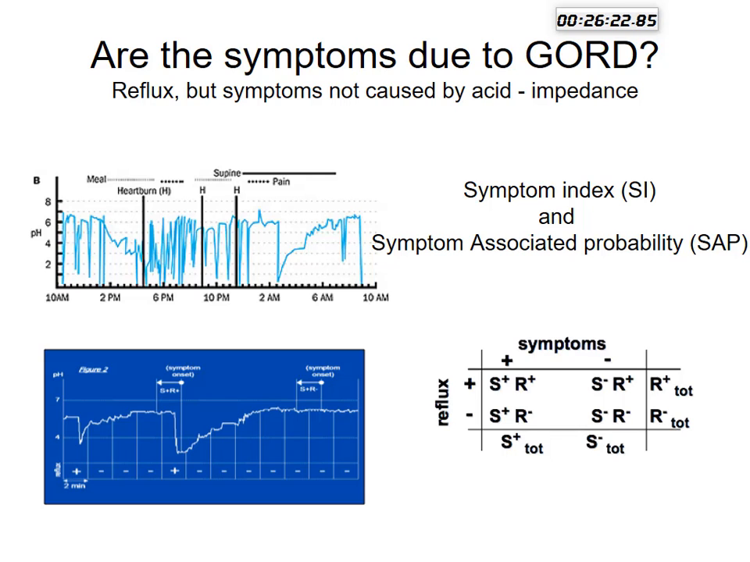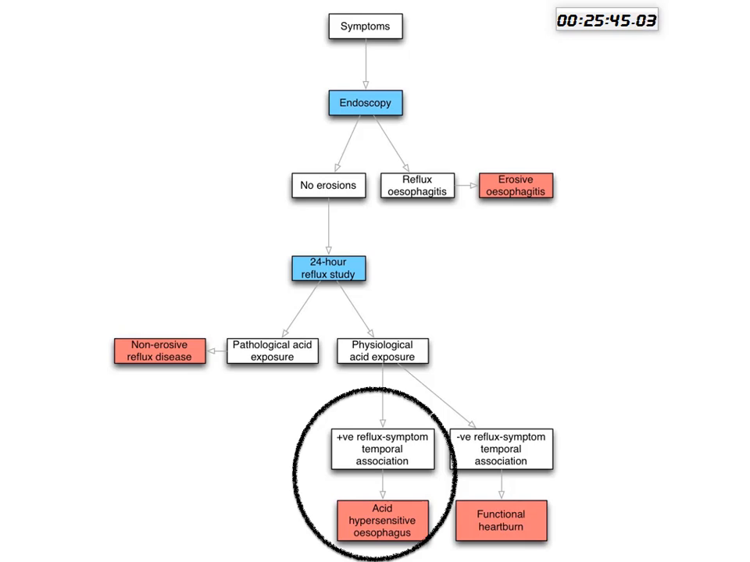The symptom associated probability is a little more statistical. It's where the 24-hour period is divided up into 2-minute intervals, and in each of those intervals, was there a reflux event, was there a symptom event, and were the two temporally related? And you can put that together on a 2x2 table. A Fisher exact test is done. If the score of that is more than 95%, then it's probable that the symptoms are related to each other, and that relationship is not due to chance. So this is how we work out symptom association. There are flaws with this, and that could be an entire lecture. But we do look at that, and that's the best we've got.